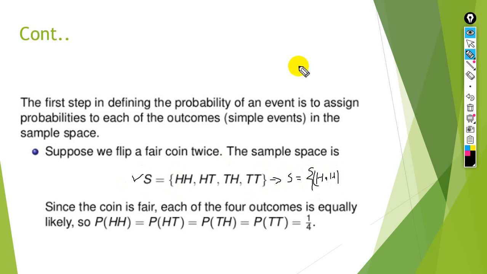It means that for example when we are tossing a coin, the first coin will have the possibility of H, T, and the second will also have the possibility of H, T.